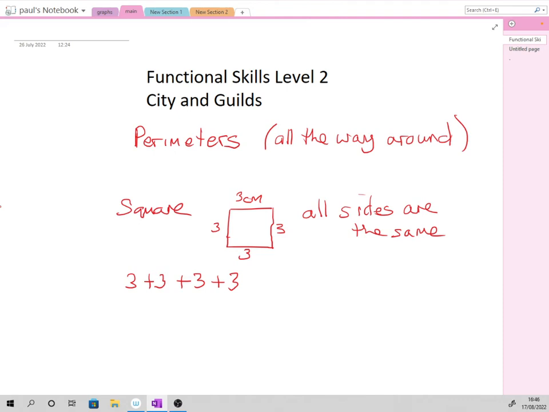Don't get into the habit of multiplying 3, 4 times. Stick with the adding because you'll get muddled up with areas at the beginning. So 3 and 3 and 3 and 3 are 12 centimeters. There's no squared or anything. It's just a measure of length all the way around.